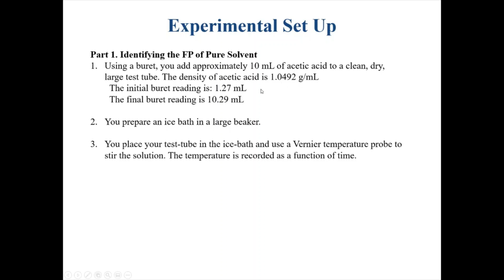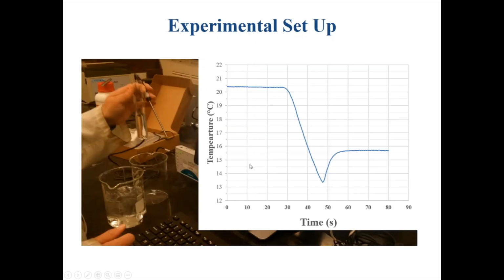So now you have your acetic acid sitting in your clean, dry test tube. The next thing you're going to do is prepare an ice bath. We're going to use this to cool down the solution in a beaker. And then you're going to place your test tube in the ice bath and use the vernier temperature probe to stir the solution. So now we're going to start to record temperature as a function of time. So let's look at a little video that shows this.